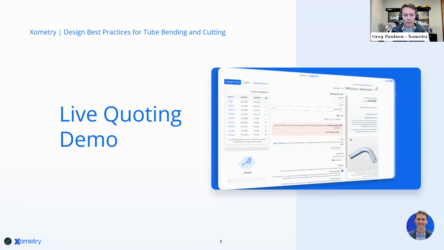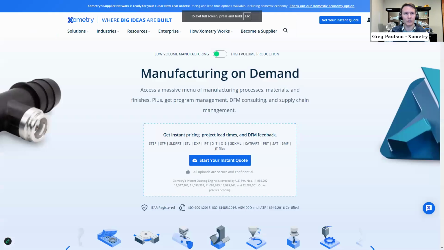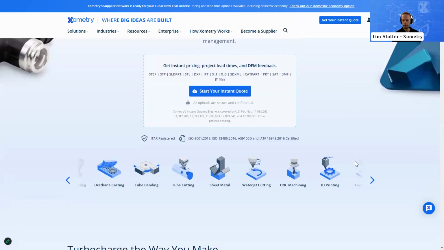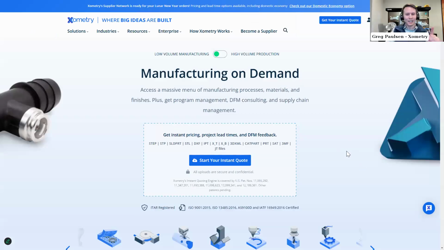So I'm going to Alt Tab here, and Tim, you're going to verify that you see the words manufacturing on demand now, right? I see manufacturing on demand. Yep. Great. Okay, good. So far so good. This is the fun thing about live demos, right? It's what actually happens here.